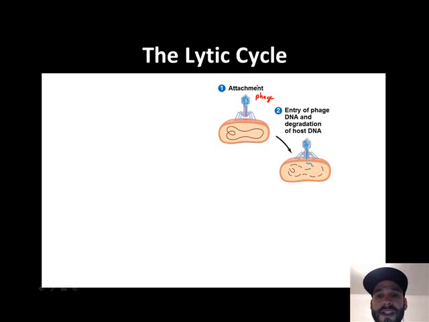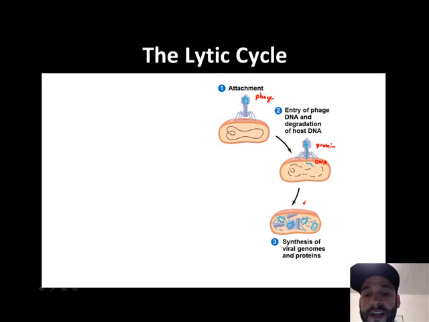When it attaches, you're going to see that the DNA from the phage is going to enter the cell, and the protein coat, the capsid, is going to remain outside. Then it's going to use the machinery of the cell to make multiple copies of its genome and also its proteins. So again, it's going to do replication, and it's also going to do transcription and then translation, so it can make proteins.